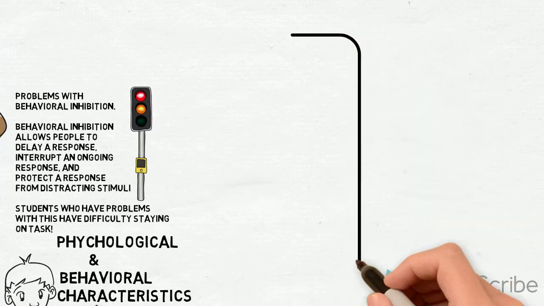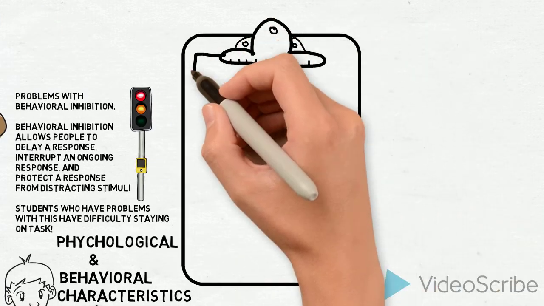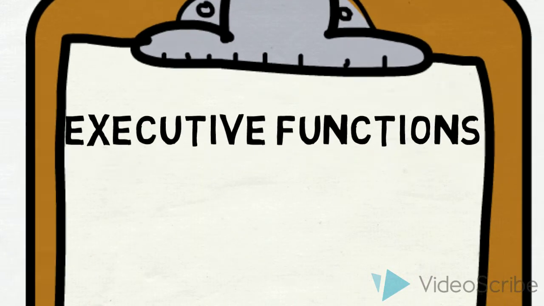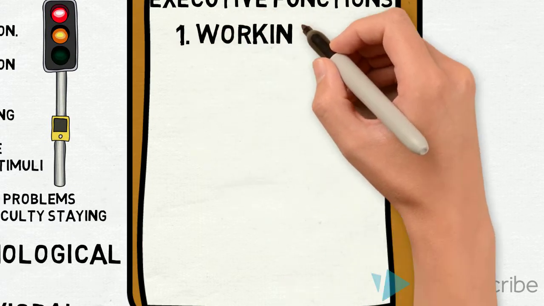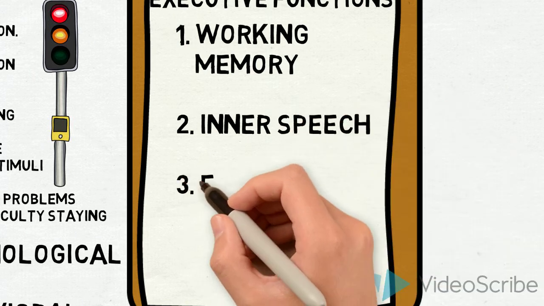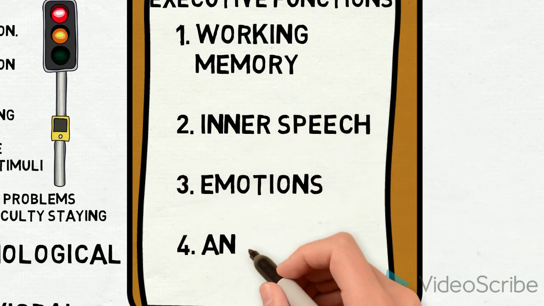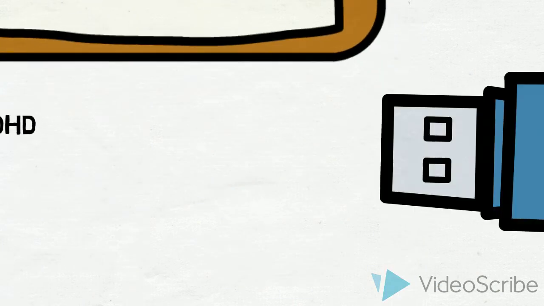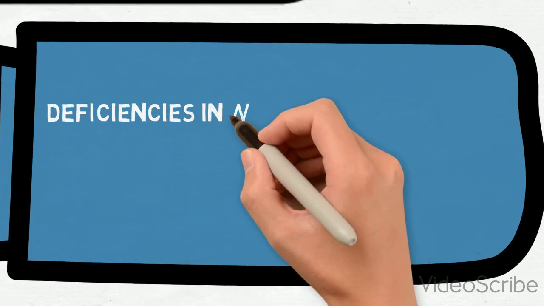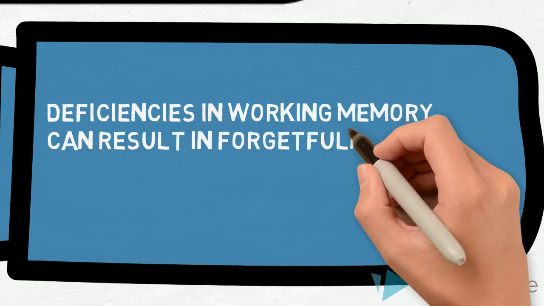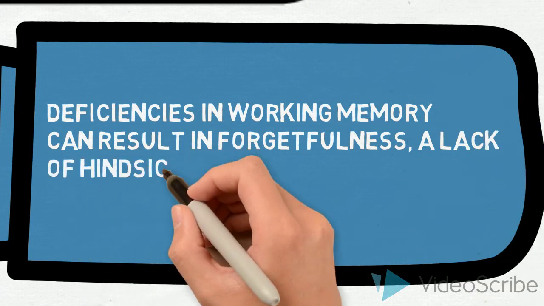Next, we want to discuss our executive functions. The following executive functions can pose problems with individuals who have ADHD. These are working memory, inner speech, emotions, and analyzing problems. Our first executive function is working memory. Deficiencies in working memory can lead to forgetfulness, a lack of hindsight, and issues with time management.